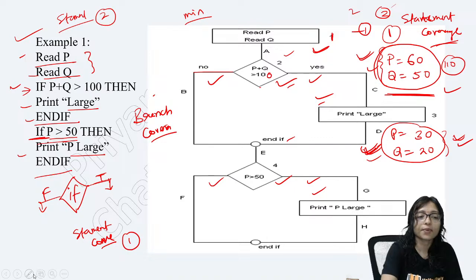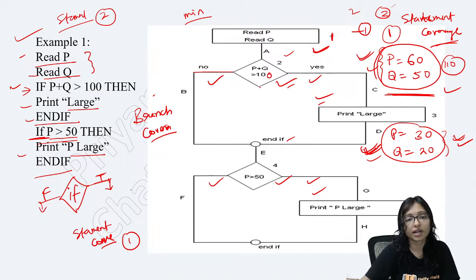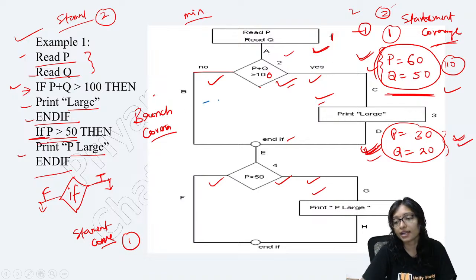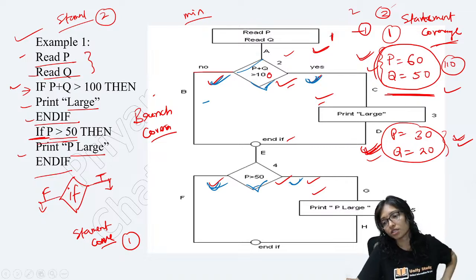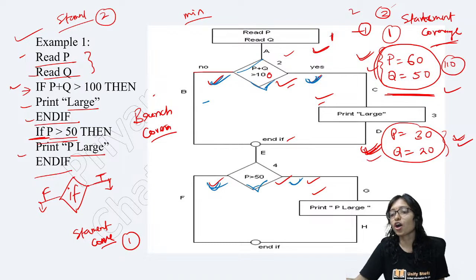To cover the branches, how many test cases do I have to take? That is our target. This is one branch, this is another branch. This is one branch and this is another branch. From here you have created two branches, right? Here also you have created two branches.